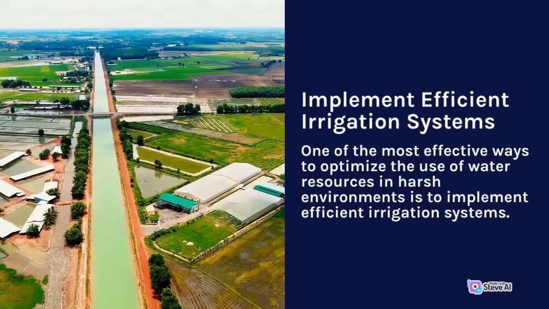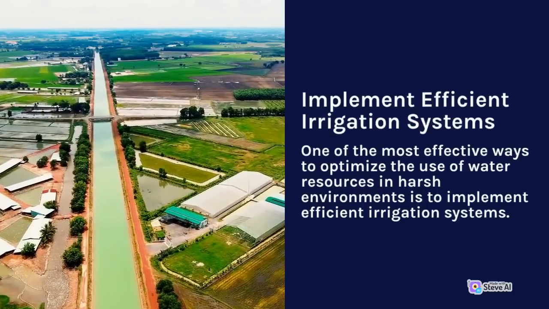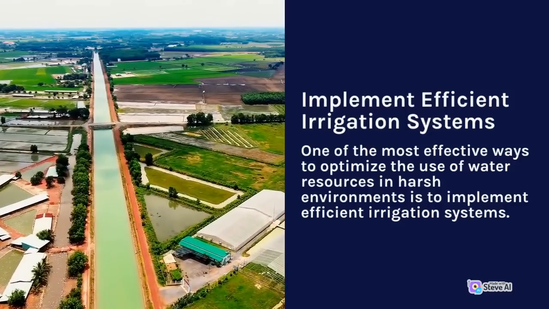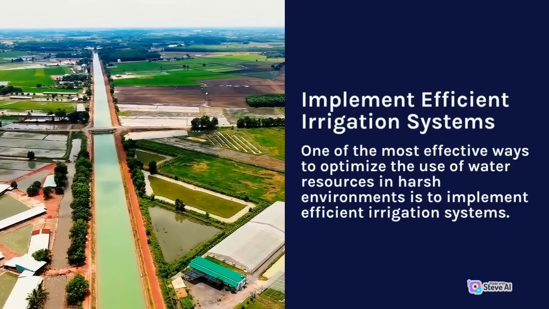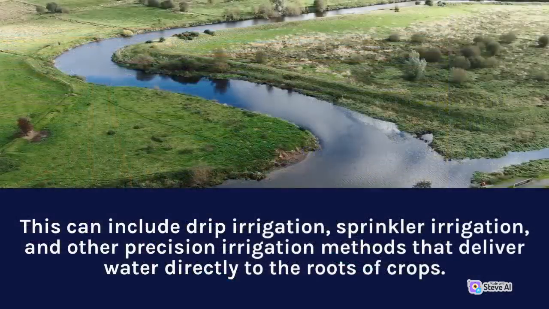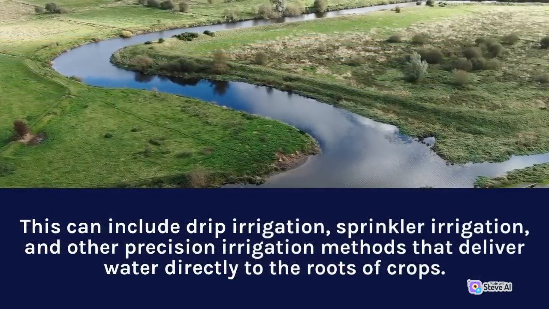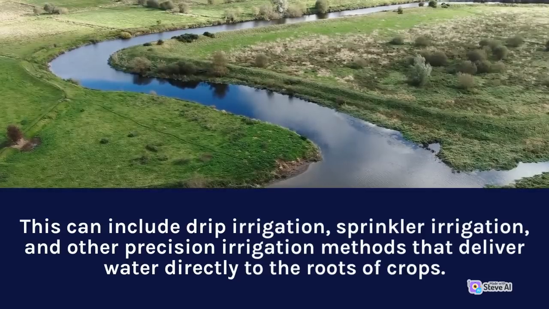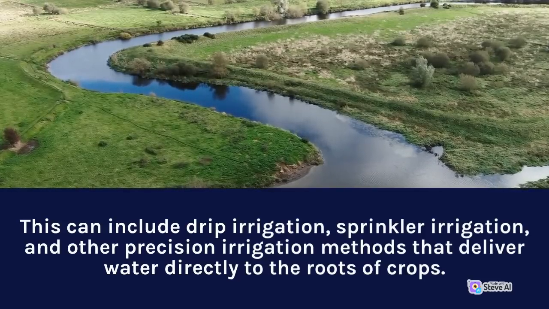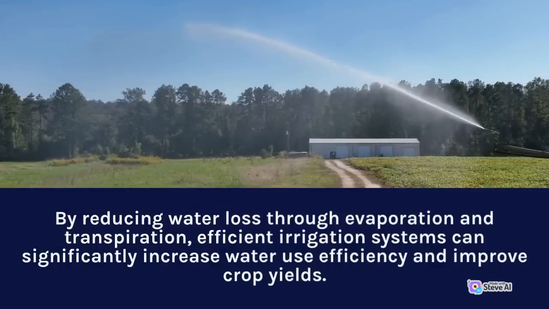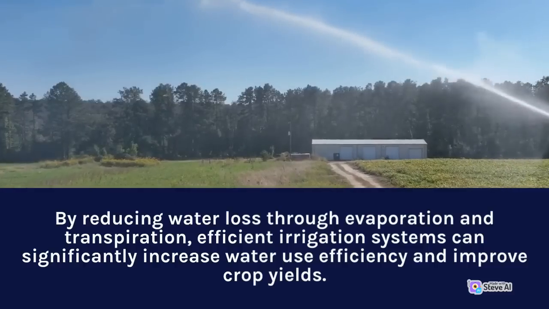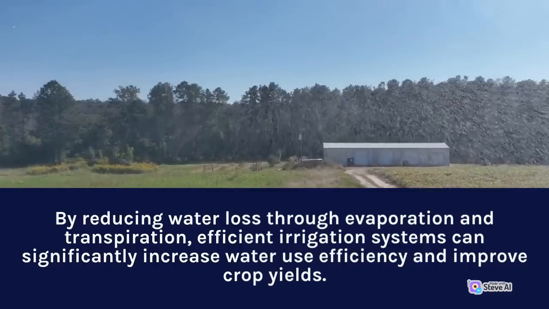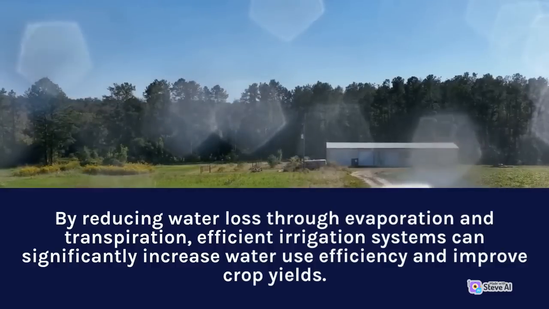Implement efficient irrigation systems. One of the most effective ways to optimize the use of water resources in harsh environments is to implement efficient irrigation systems. This can include drip irrigation, sprinkler irrigation, and other precision irrigation methods that deliver water directly to the roots of crops. By reducing water loss through evaporation and transpiration, efficient irrigation systems can significantly increase water use efficiency and improve crop yields.